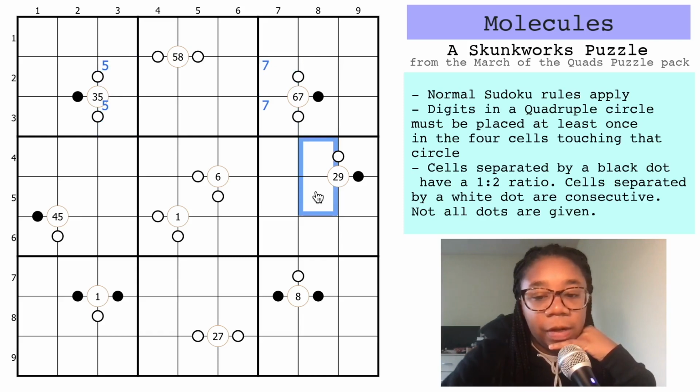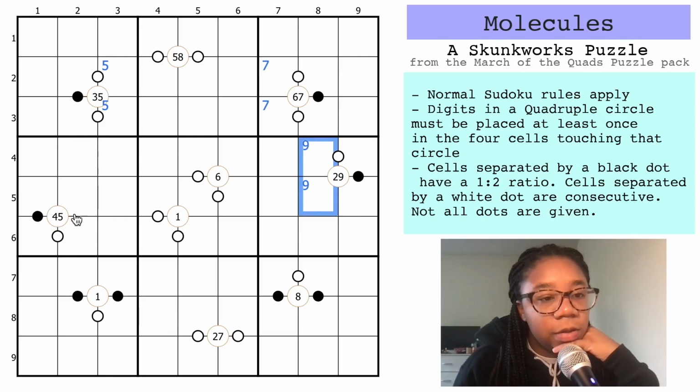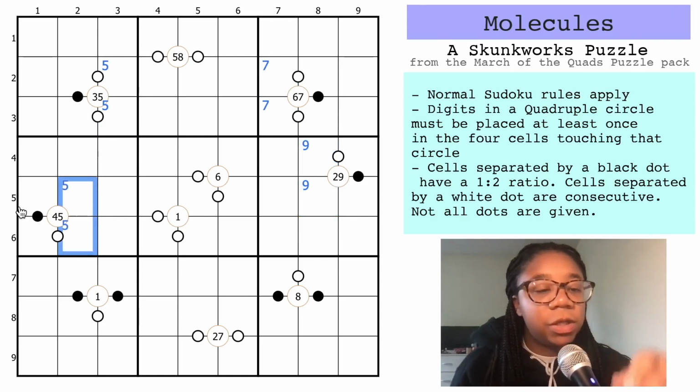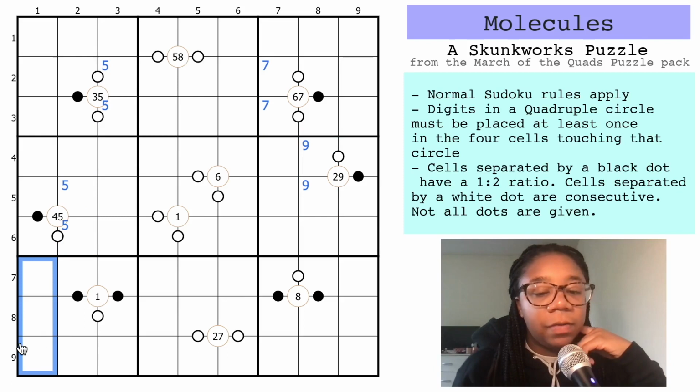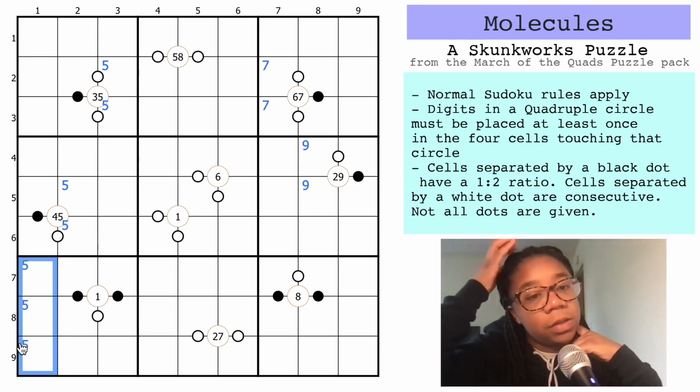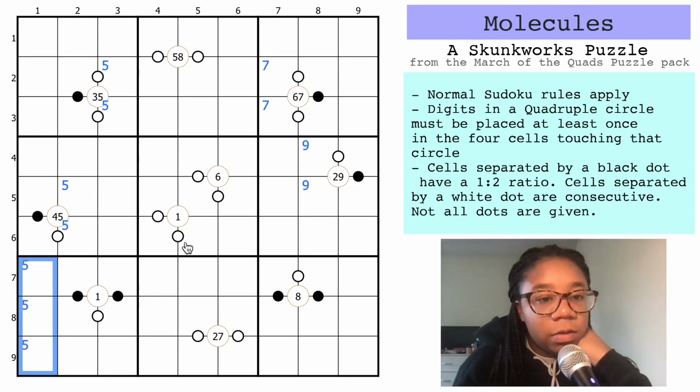Same thing with the 9s here, and we'll see if that applies anywhere else. Same thing with the 5s here, which actually tells me that there are 5s down here in box 7. Okay.